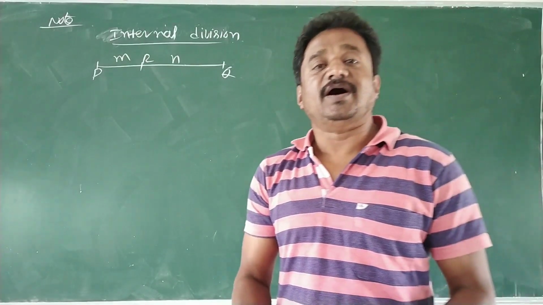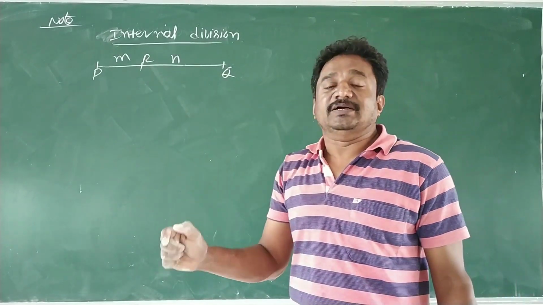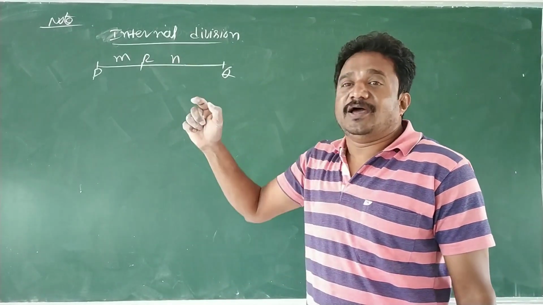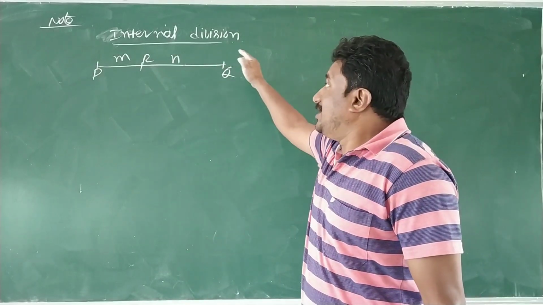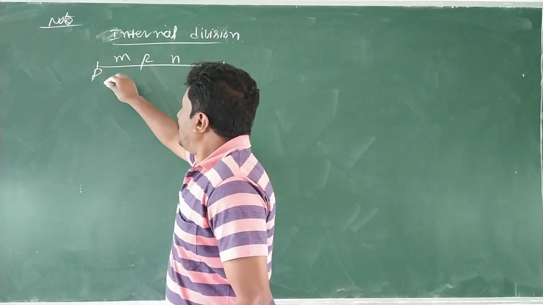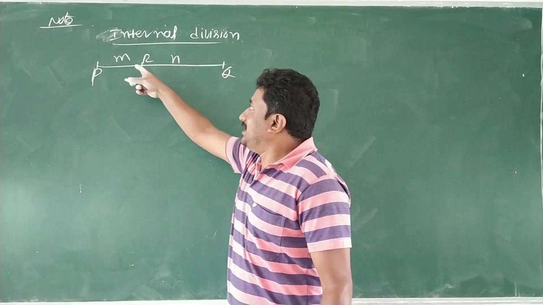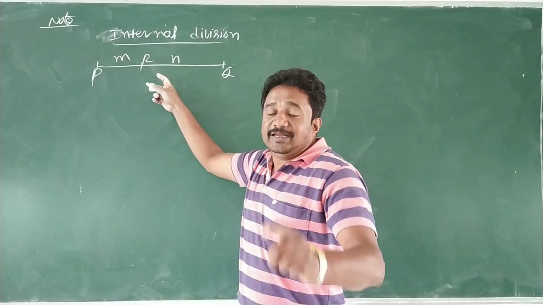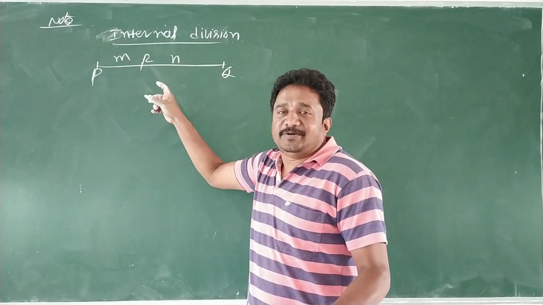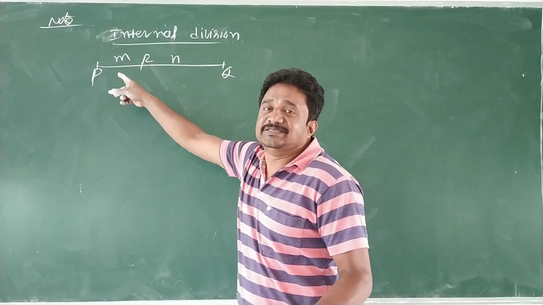Students, this is the 108th class. In the last class, I explained the section formula in vectors, for internal division. Point R divides the line segment PQ internally in the ratio m is to n. Internal division means point R should be an internal point, that is, it should lie between P and Q.